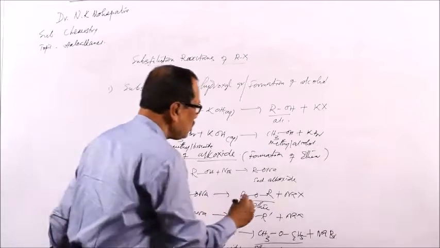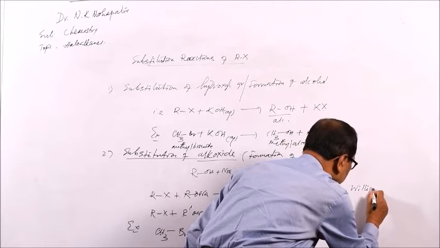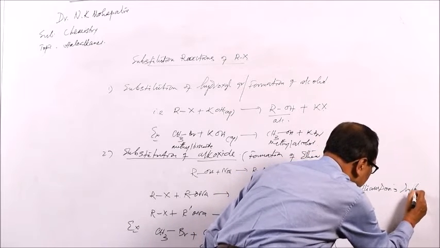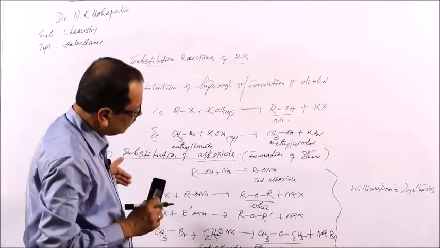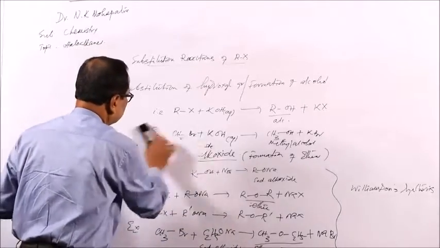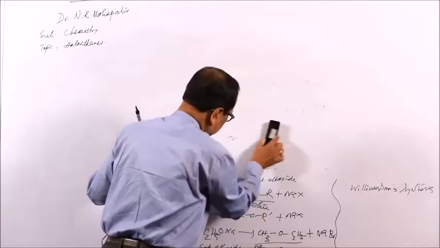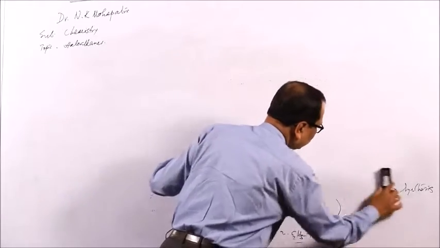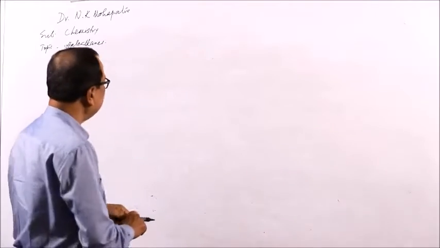This reaction is called Williamson's synthesis. Williamson synthesis helps us prepare ether of similar type or dissimilar type. Now, these are all substitution reactions. As I told you in the previous class, alkyl halide has a number of reactions. Almost all types of organic compounds can be prepared from alkyl halide.